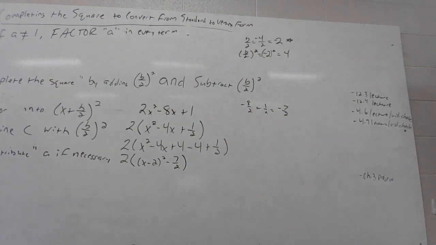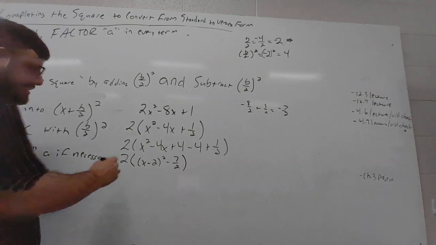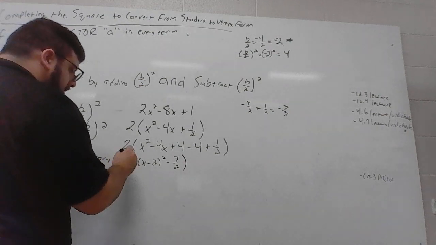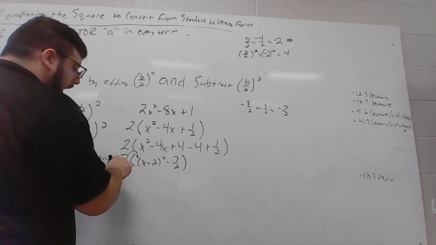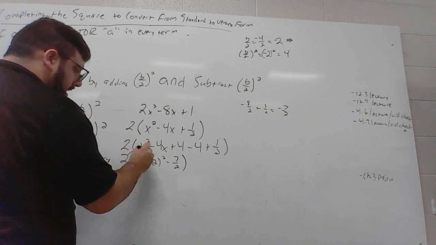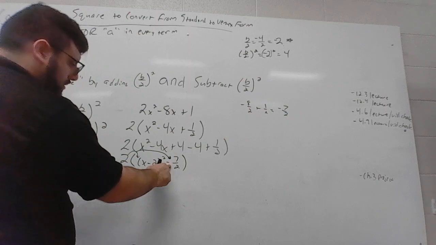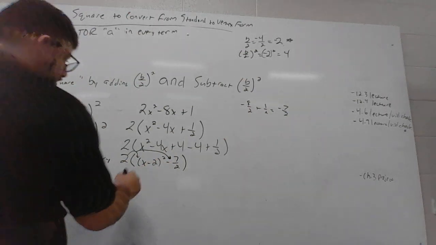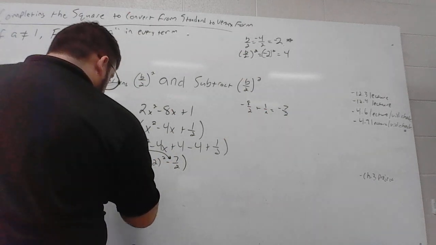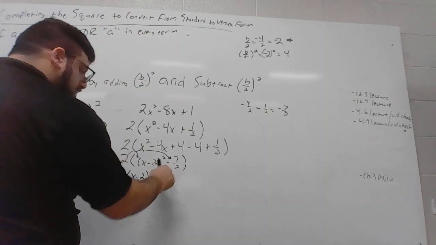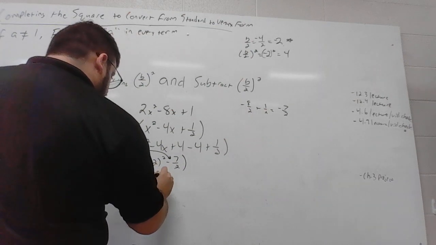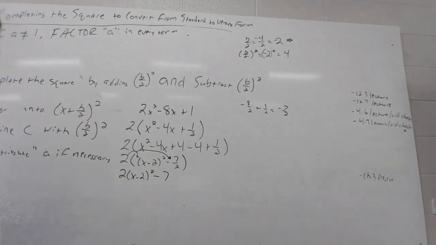Now I'm almost done. I just want to go ahead and redistribute this. When I redistribute this, I'm only going to put it here. I'm not going to multiply this into all this. I'm just going to move the 2 here, but I'm going to multiply also 2 times this. Okay? So that's 2 times x minus 2 squared. Again, I'm not going to multiply this out, but I am going to multiply this out. Minus 7, because the 2's will cancel. Okay?